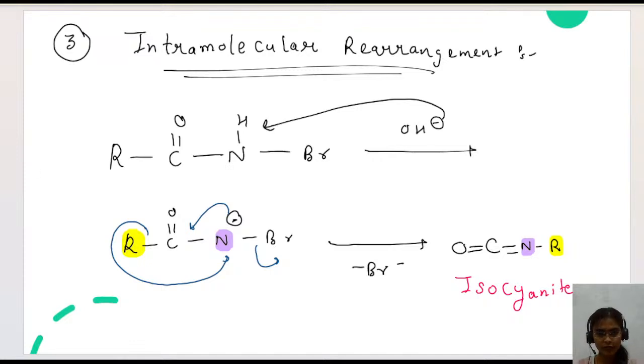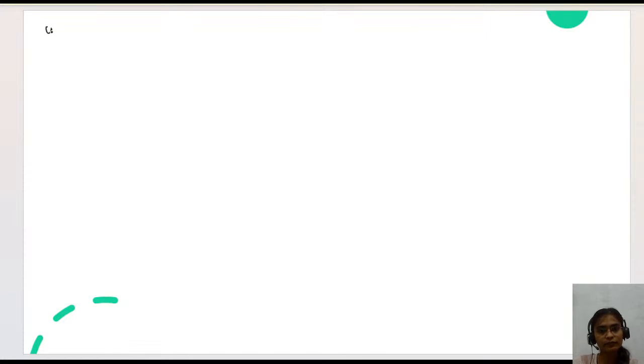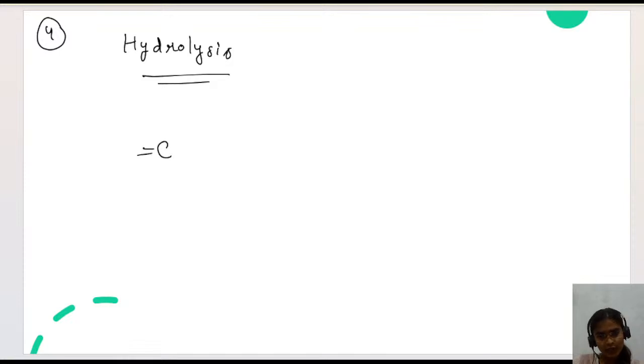Step number four, hydrolysis. Let's see how to proceed. You can directly write hydrolysis, or you can write hydrolysis of isocyanate. It's totally your choice. So let's see what is going to happen. First of all, this is a C. This hydrolysis step is a little bit tricky, so try to understand what is happening. You know the meaning of hydrolysis: we are going to use water. So this is water.